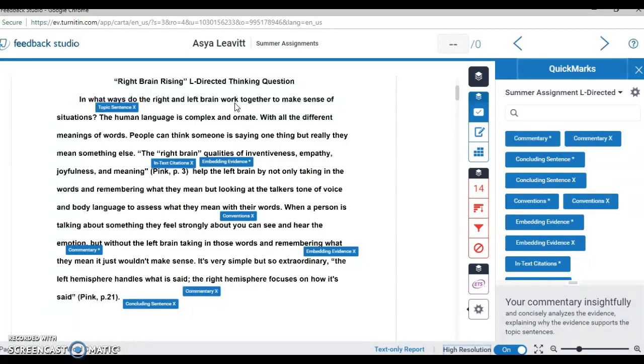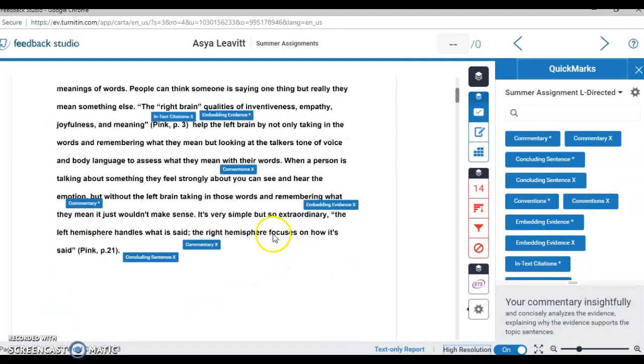The next thing that I looked for was evidence. I think you did a pretty good job selecting evidence, but I want to talk about your embedding, which is how you integrate it into your writing. So up here on this first quote, you say, the right brain qualities of inventiveness, empathy, joyfulness, and meaning help the left brain by not only taking in blah, blah, blah. So obviously the citation's in the wrong spot. It should be at the end. But really, that's a pretty good embedded quote. That flows together nicely. You start it with the quote, and it flows right into your own writing, which is what we want.